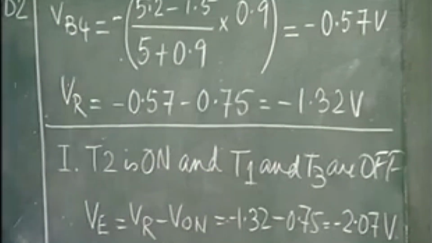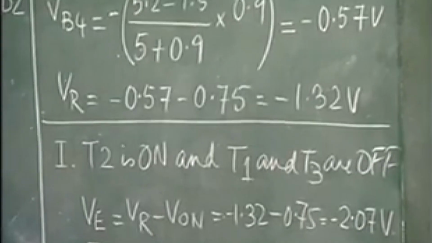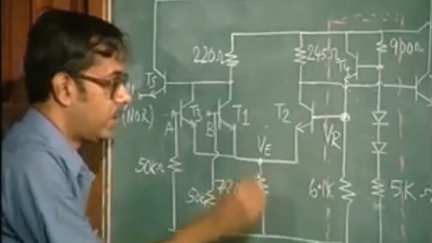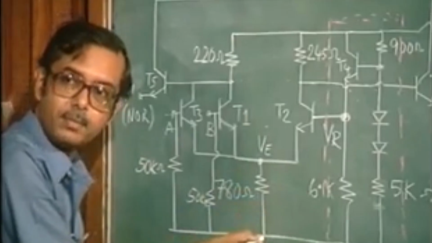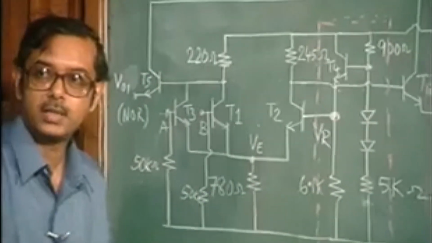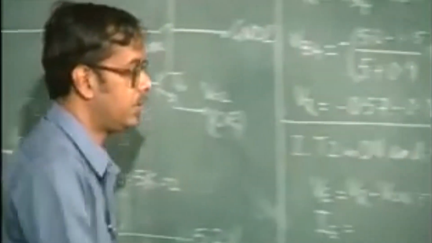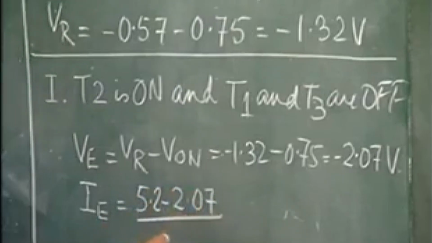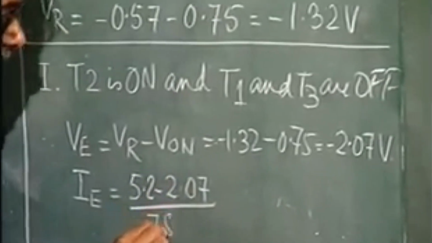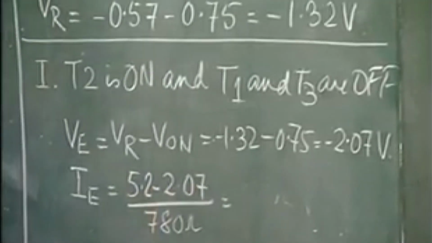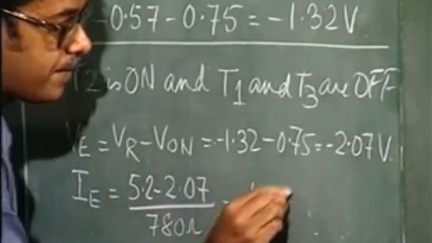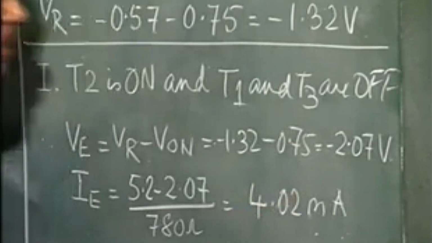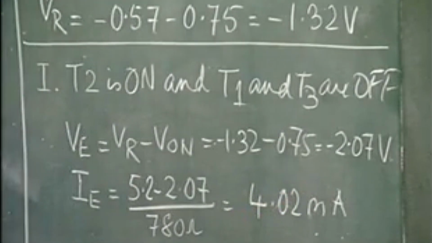IE, that is the total emitter current, is the difference between these two voltages divided by R. The power supply voltage is 5.2 volts. So you have 5.2 minus 2.07 divided by 780 ohms, and it works out to 4.02 milliamperes according to my calculations, almost 4 milliamperes.